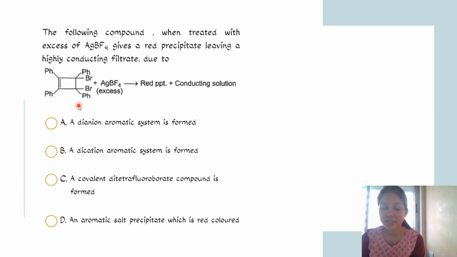So, which statement regarding the reaction given here is correct? Option A, a dianion aromatic system is formed. Option B, a dication aromatic system is formed. Option C, a covalent ditetrafluoroborate compound is formed. Option D, an aromatic salt precipitate which is red color. So, first of all, you have to now try to identify which product you will get if you treat this compound with silver tetrafluoroborate.